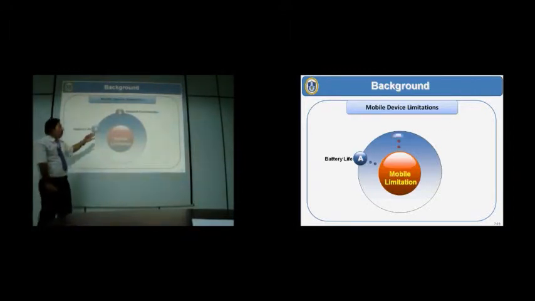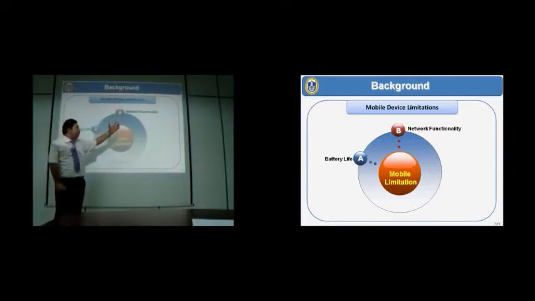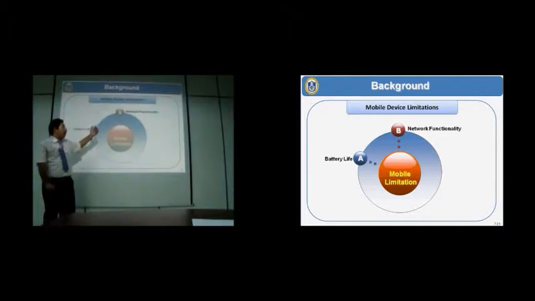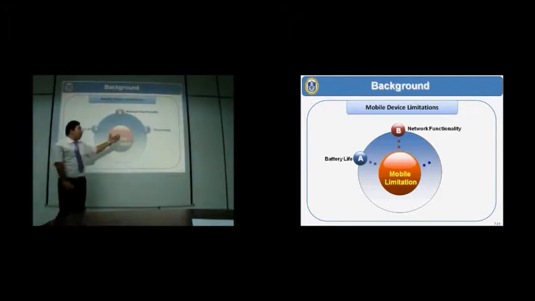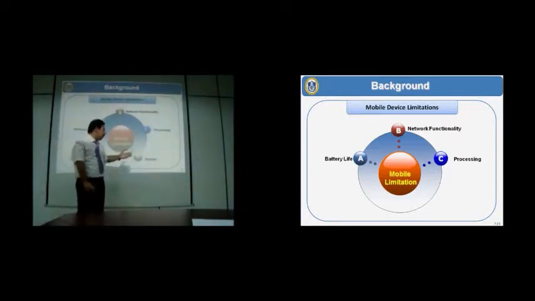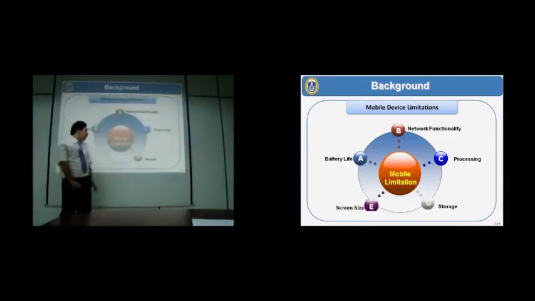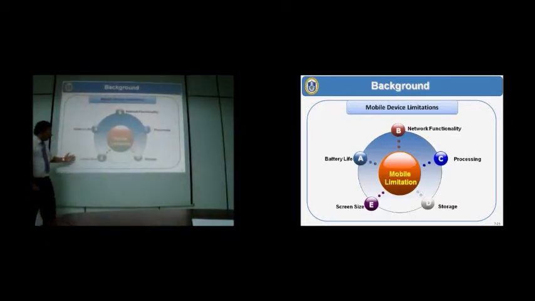Also, we have the network functionality. The mobiles are not efficient devices in terms of connectivity. So they lack the capabilities that make these devices relevant to connect through the internet or networks. In terms of processing, mobile devices have limited processing power and RAM. In terms of storage, we all know that the mobile device is limited in terms of storage. And also screen size. The mobile devices come with different shapes and different sizes. So also the mobile device comes with a different screen size.